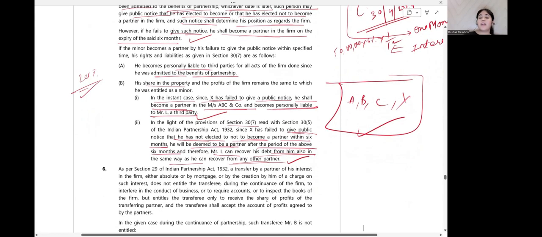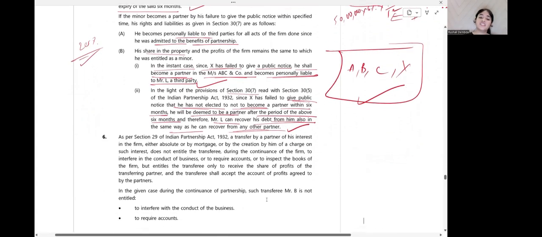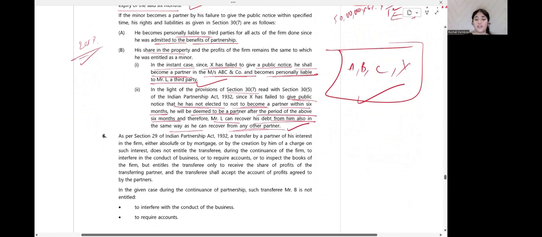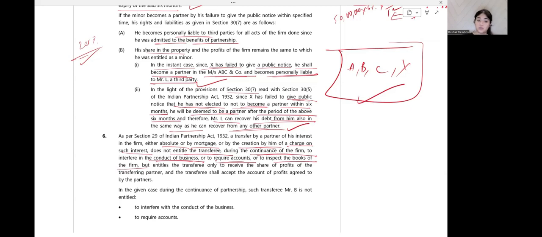A transfer by a partner of his interest in the firm, either absolute or by mortgage, like for a 10 days period or transferred forever, those types of transfers are allowed. Or by the creation by him of a charge on such interest does not entitle the transferee, during the continuance of the firm, to interfere in the conduct of business. So you can simply write what we wrote in the previous one. You cannot interfere in the business, to require the accounts, or to inspect the books of accounts. You can't tell them, I want to check the books of accounts. You can't see the books of the firm.